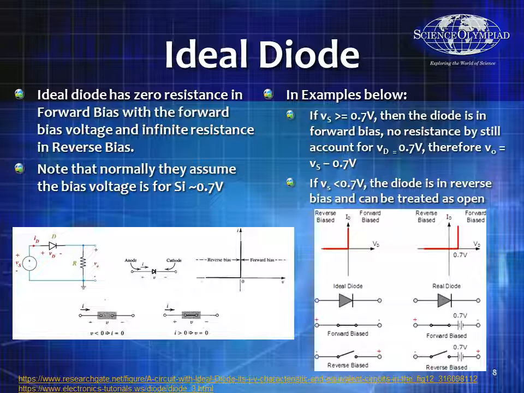If you want to replace it in a circuit, when it's forward biased, even though it's closed, you put in a 0.7 volt battery facing the other direction. That way it shows the voltage drop across the diode. And if they give you the very small resistance in that real diode, you could also put that in there as well.